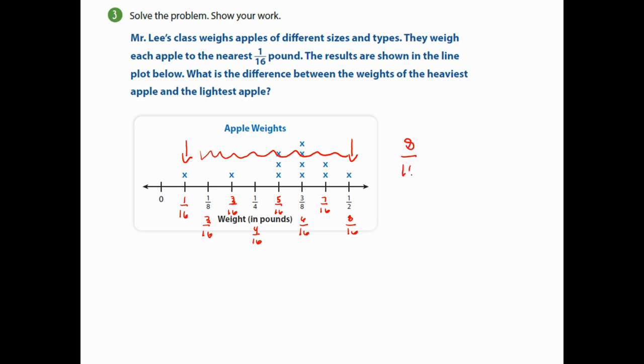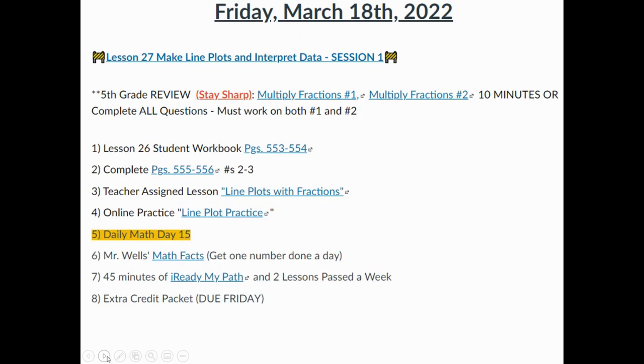So I'm going to take 8/16. I'm going to subtract 1/16, and my answer would be 7/16. So 7/16 is the difference between the heaviest and the lightest. This is not a hard lesson. I do expect you guys to be able to do this. You'll get a little bit more practice here in a couple of minutes. So with that being said, let me go ahead and go through the rest of your day with you.